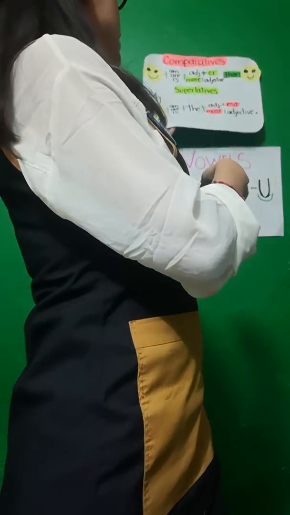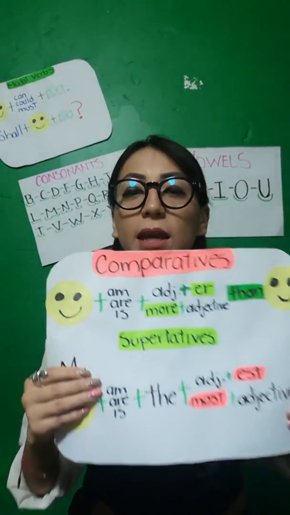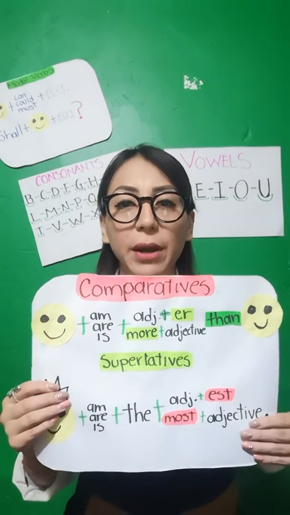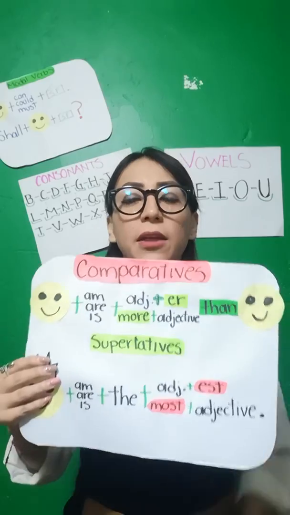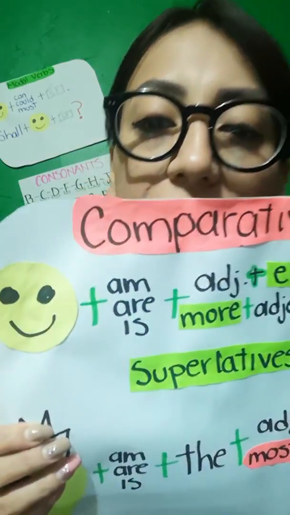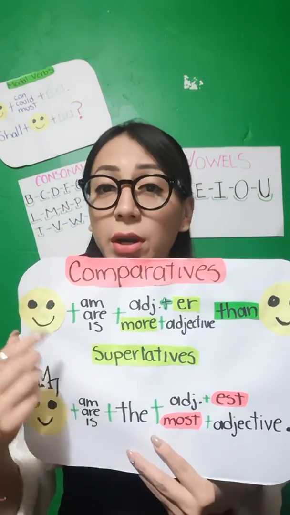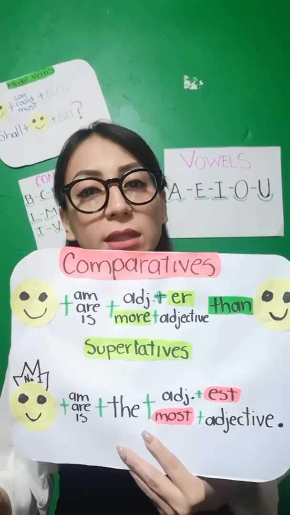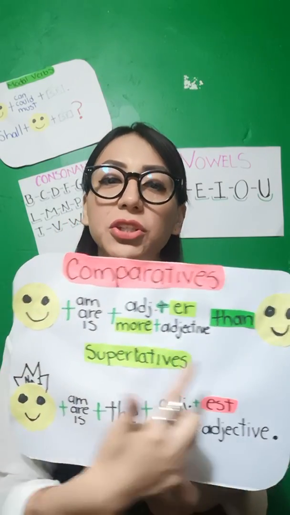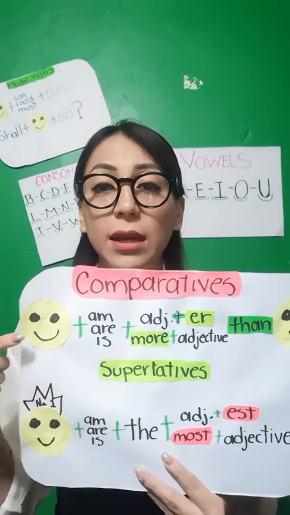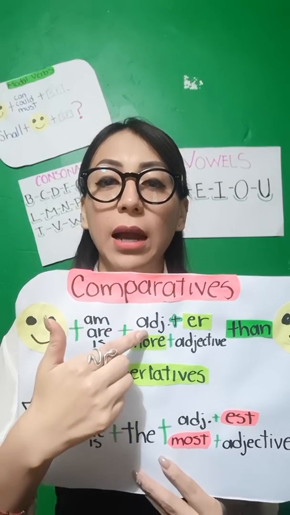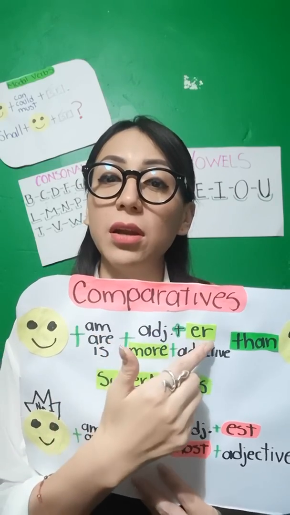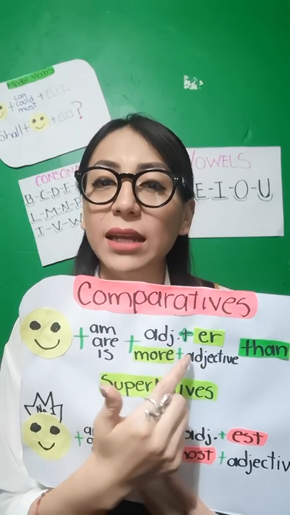Our first topic that we checked in this week, guys, was comparatives. What is the function of the comparatives, guys? The function of comparatives is to compare two or more objects. What is the structure to make a comparison? My subject, my verb to be, adjective plus er.